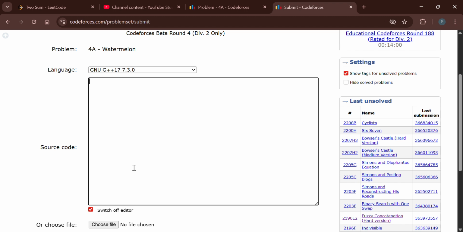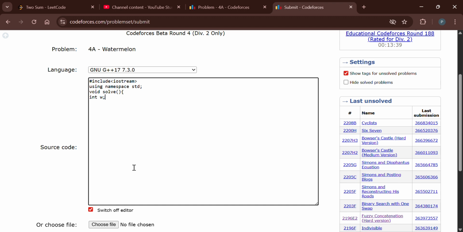Okay, let's go with the header file: include iostream, using namespace std. So here our main logic starts. Let's solve it in the function void solve.